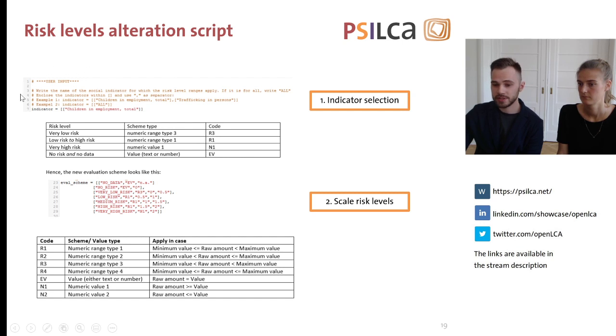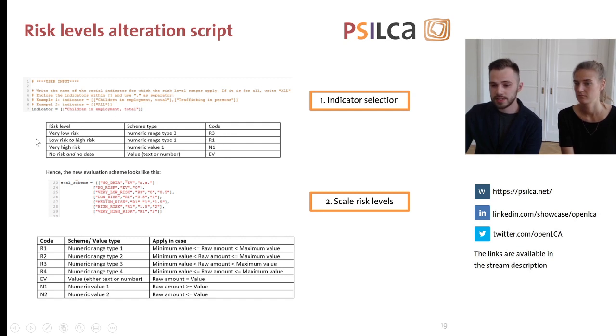At the top you can see user inputs, and here you need to specify the indicator you want to change, meaning the risk levels. Let's say you calculated a couple of systems already and you have various data. In the data you would like to assign a certain range. You can pick all indicators at once if you want, but it's more useful if you define hotspots of your analysis and pick certain indicators. Here it is child labor, so basically children in employment, labor subcategory, and total, so not divided by genders.